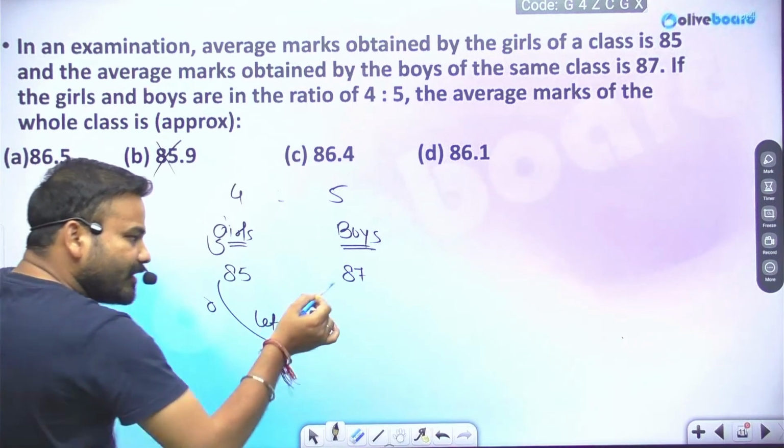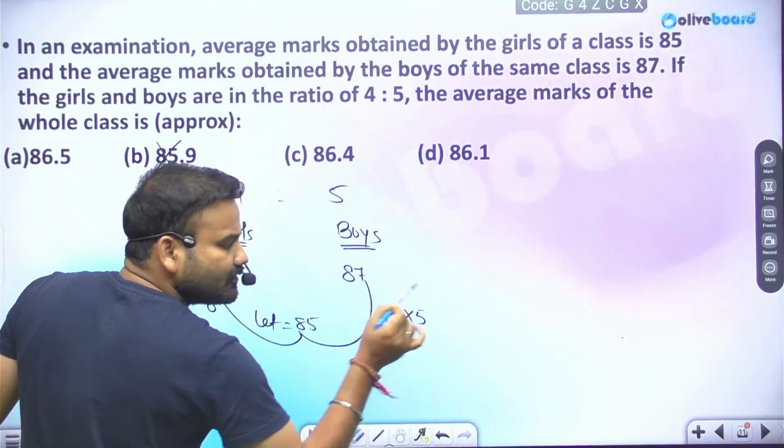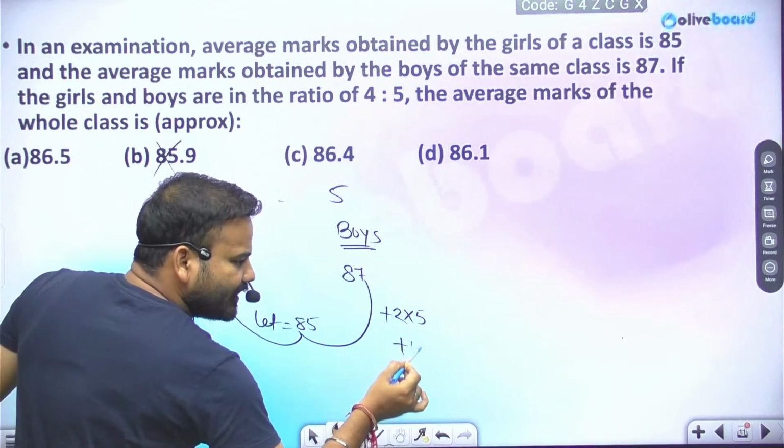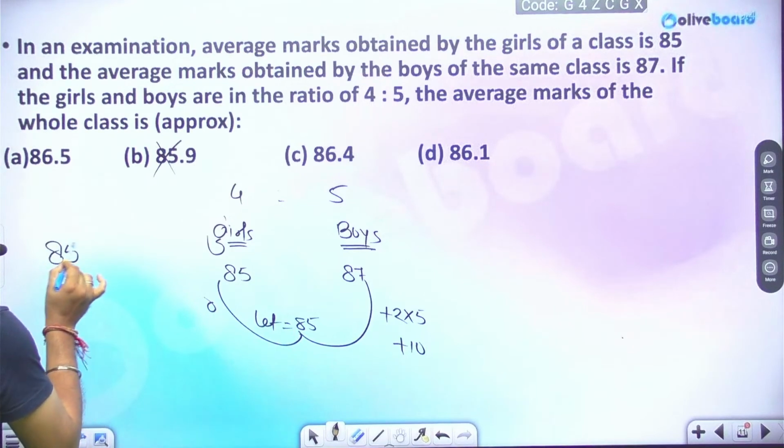And when I compared it over here, this is 2 more, and that too for how many members? 5 members. So that means positive 10. That means what I have assumed is wrong. The average should be more than 85.